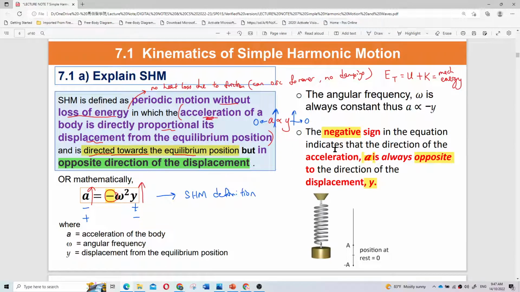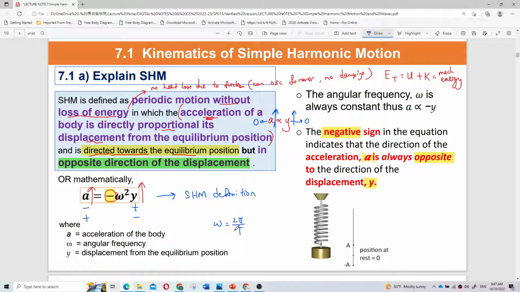Omega is angular frequency. This oscillation has its own period, right or not? So from omega we can find the period. Omega is 2 pi over period. So this omega value can help us to get the period of this oscillation.